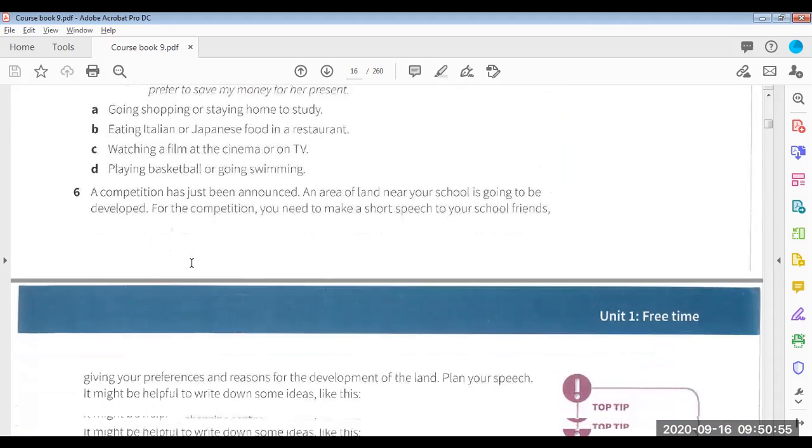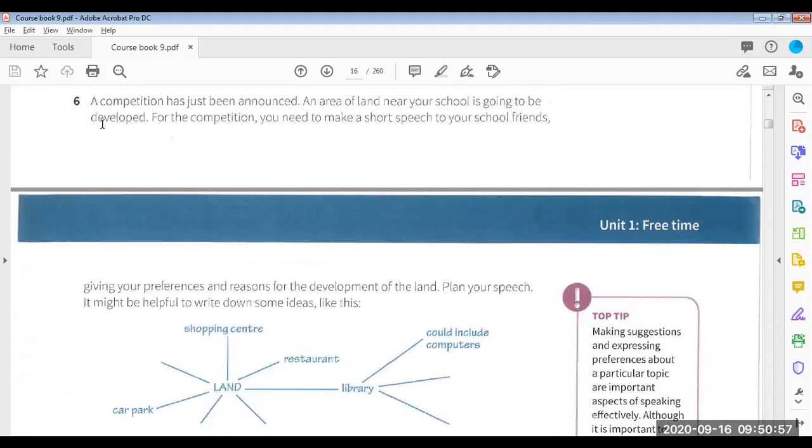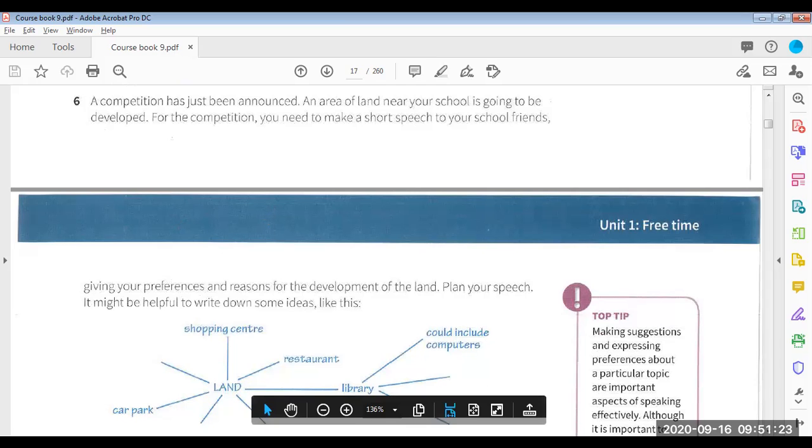And after that, we discussed activity 6, and activity 6 is about writing practice. In this writing practice, I asked the students to write a short speech about a piece of land near the school. They have to write and show their preferences and reasons for the development of the land. So that's all for today's lesson.